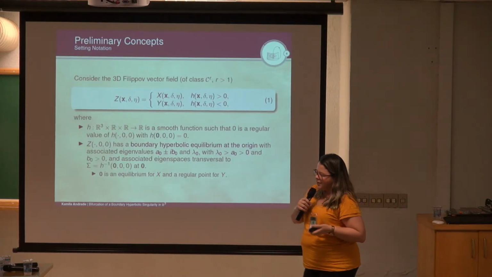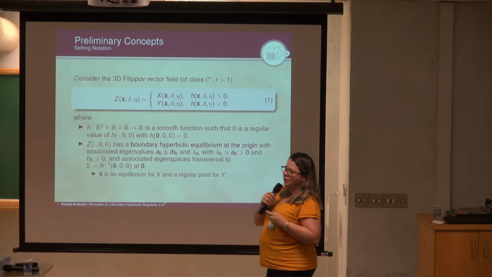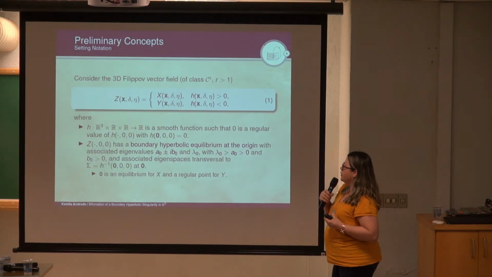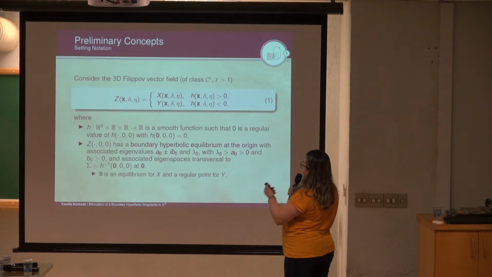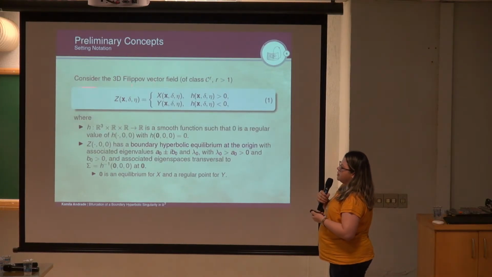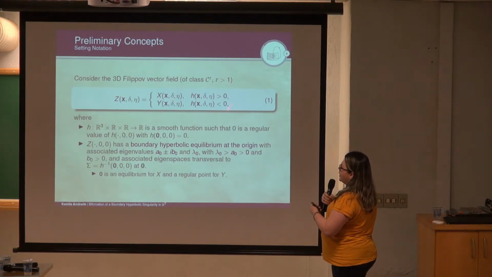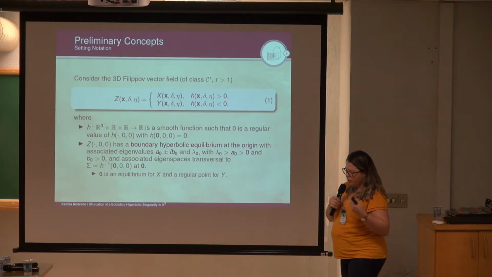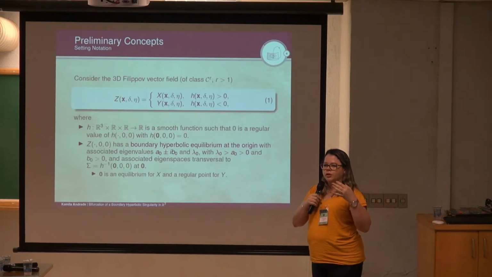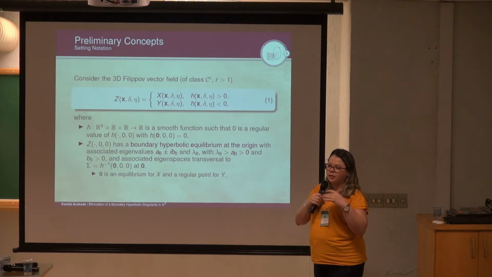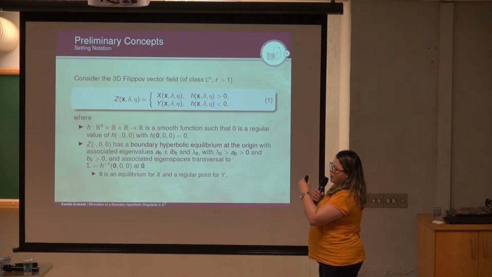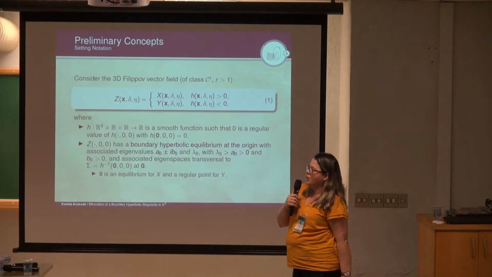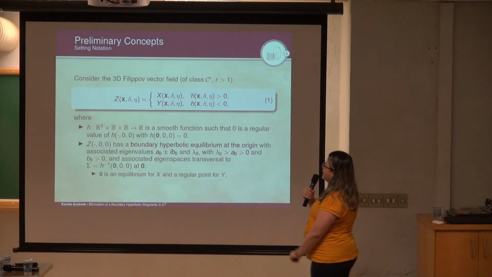In order to do that, I will establish some notation, and we will consider a two-parameter family of vector fields like this, and I will call this the Z vector field, or the vector field given by equation 1. And we will put some generic conditions, or some technical conditions, on the coefficients of this vector field in order to reach our goal.